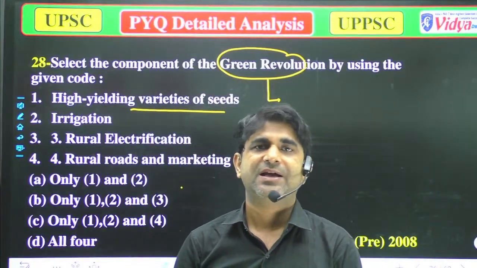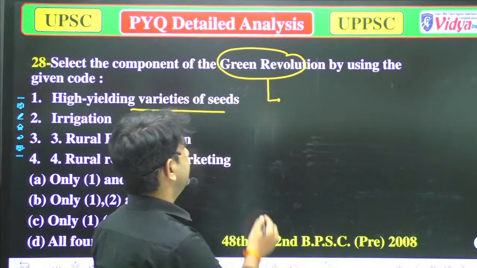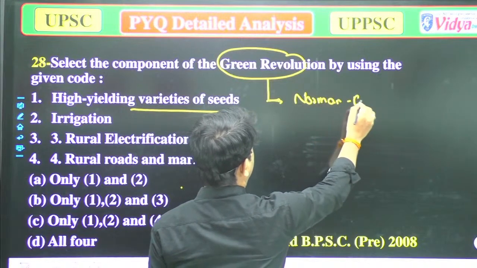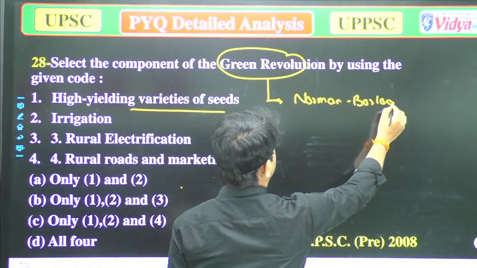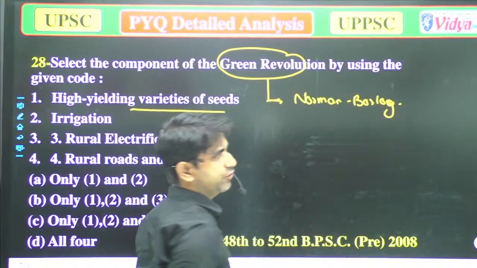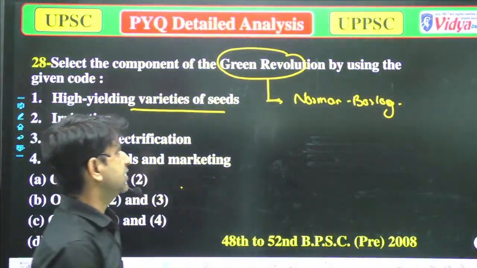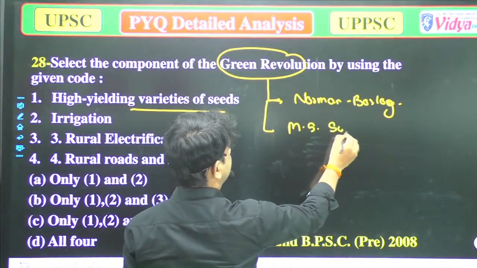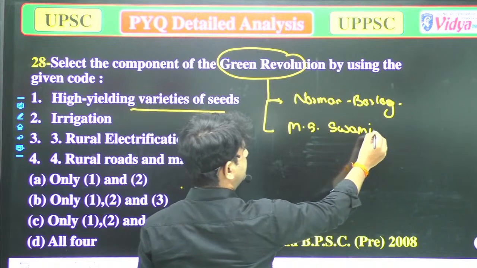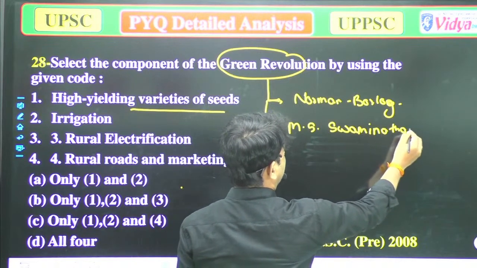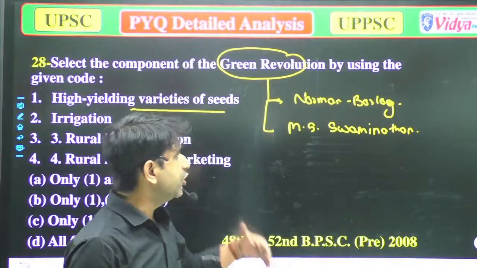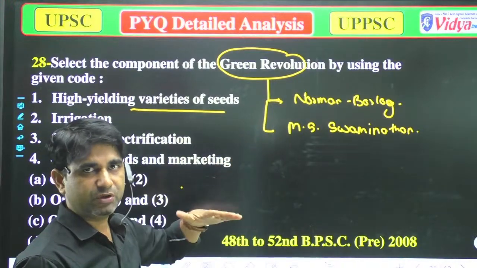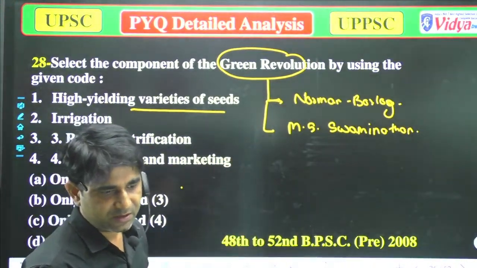The first thing is: who is the father of the green revolution? In that case you can say Norman Borlaug is the father of the green revolution. When we talk about the Indian context, Dr. M.S. Swaminathan is known as the father of the Indian Green Revolution. I think these points are clear to all of you.